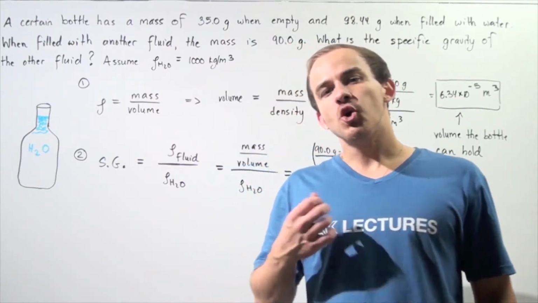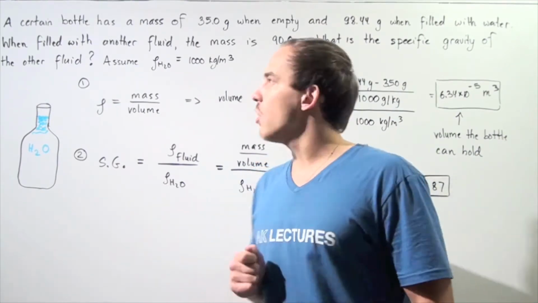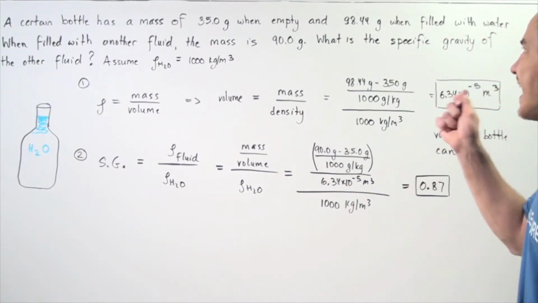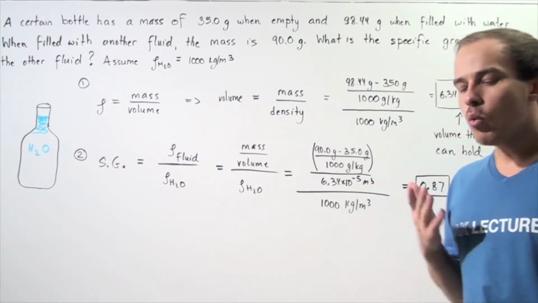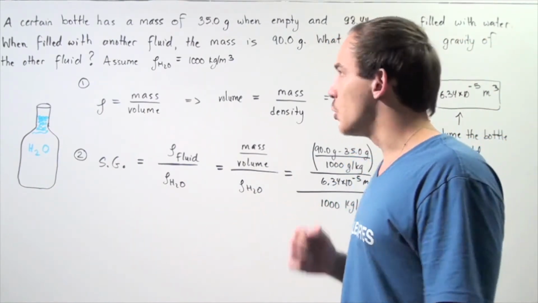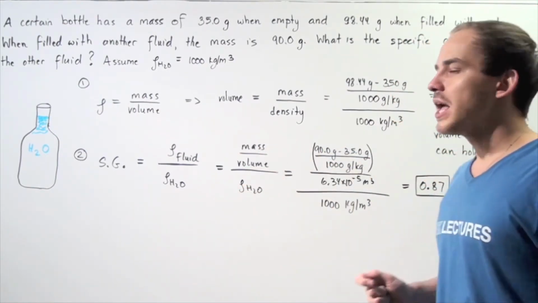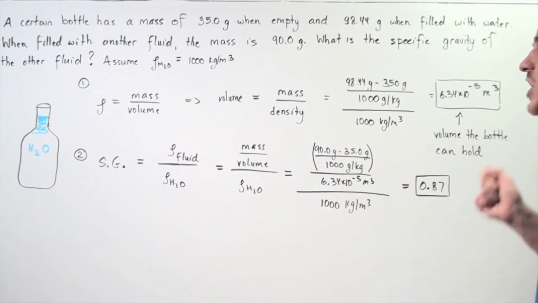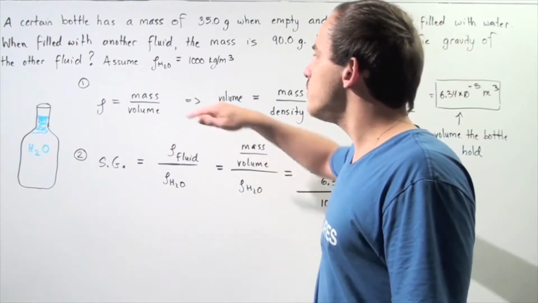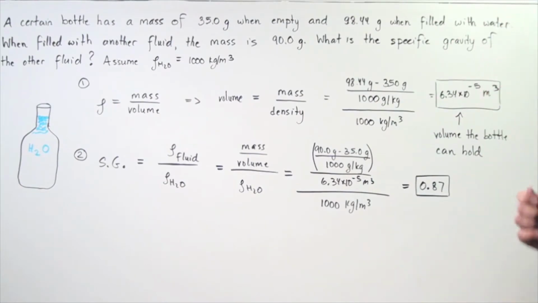In this example, we're going to concern ourselves with calculating the specific gravity. Let's suppose that a certain bottle has a mass of 35 grams when empty and 98.44 grams when filled with water. Now let's suppose when filled with another fluid, the total mass of the fluid and the bottle is 90 grams. So what is the specific gravity of the other fluid compared to the density of water, assuming that the density of water is 1,000 kilograms per meter cubed?